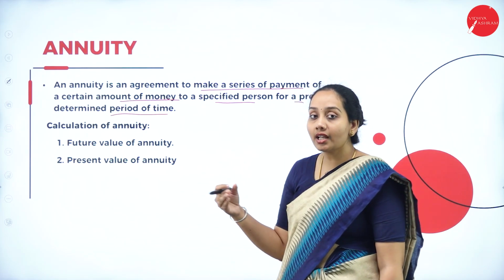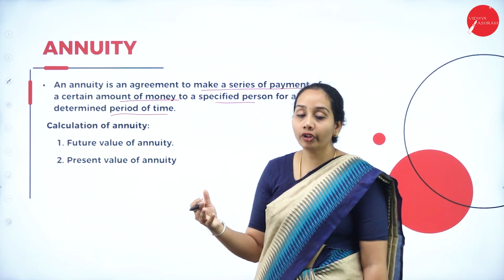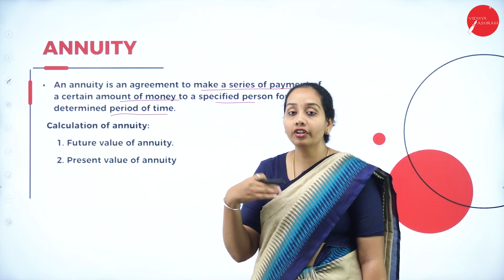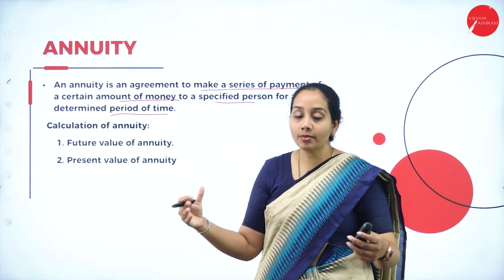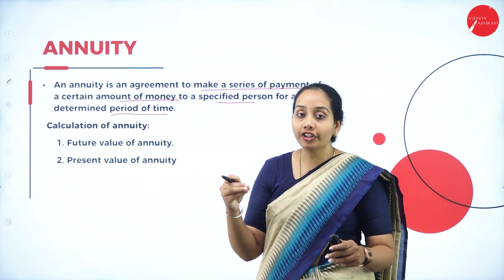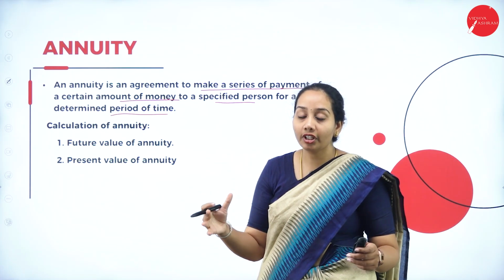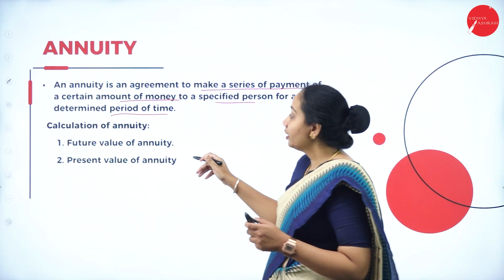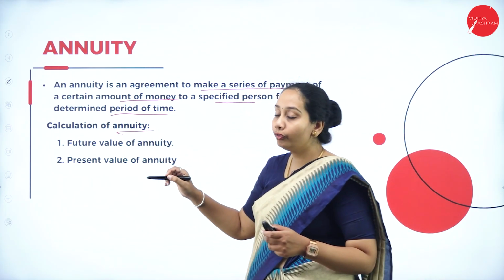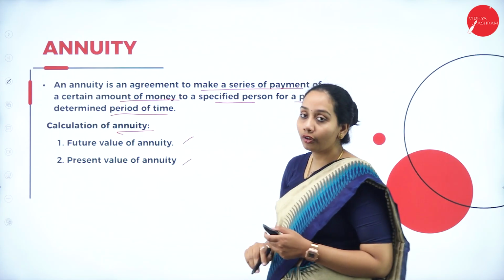Say for example, if you are going to pay for insurance, you are going to pay monthly some lump sum amount for a period of time. So that will be called an annuity. That payment will be called an annuity. Okay, so this is for a period of time. Okay, remember. Next, calculation of annuity is about future value of the annuity and present value of the annuity.